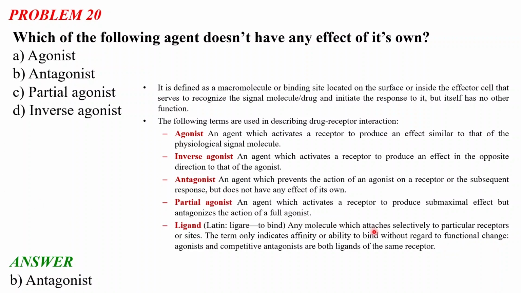A ligand is any molecule which attaches selectively to particular receptors or sites. The term indicates the affinity or ability to bind without a functional change. Agonist and competitive antagonist are both ligands of the same receptor. So, antagonist is the agent which does not have any effect of its own, but it prevents the action of the agonist on a receptor.